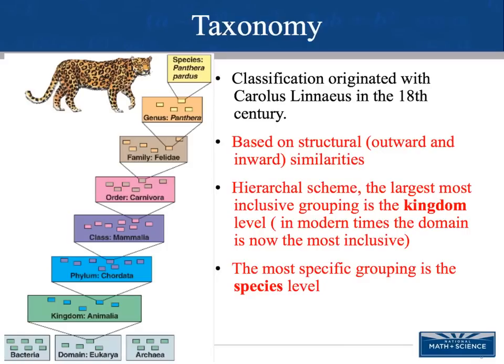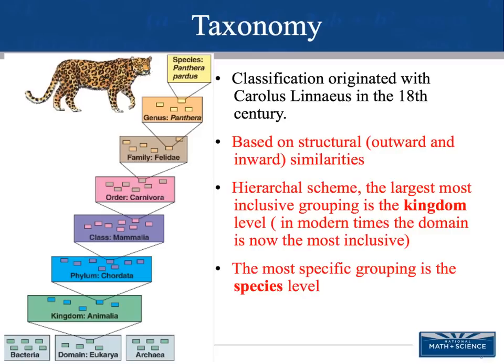So let's start off by talking about taxonomy, which does tie into phylogenies, cladograms, phylogenetic trees. Classification, or the method of sorting organisms or placing organisms into categories, was originated with a scientist called Carolus Linnaeus, and that happened in about the 18th century. So it's been around for a long time. It's all based on structural, both inward and outward similarities. So we're sorting them based on how they're structurally similar or how they're structurally different.